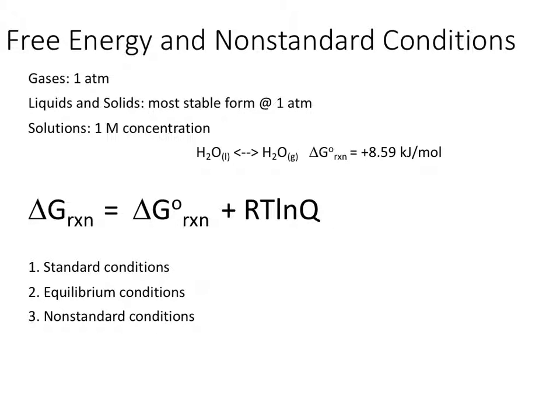But before we actually talk about the non-standard conditions, let's quickly review standard conditions. For gases, the standard condition is that the gas has a partial pressure of 1 atm. For liquids and solids, they're going to be in their most stable form at a pressure of 1 atm. And solutions are going to have a 1 molar concentration.